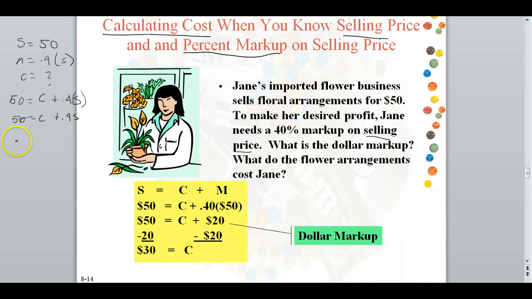The selling price we know, right? 50. Let me erase this. We know our selling price, so let's plug it in. Our selling price is 50. So it's 0.4 times 50. 0.4 times 50 is 20.